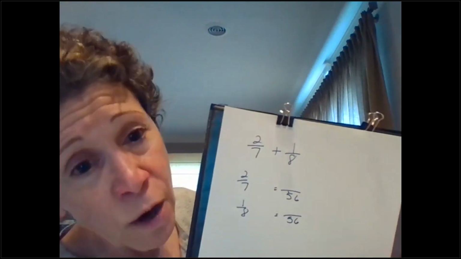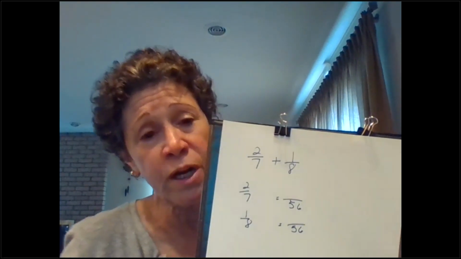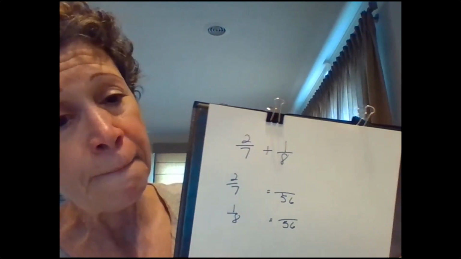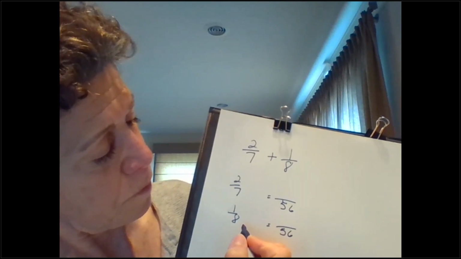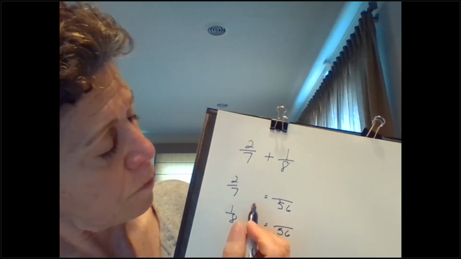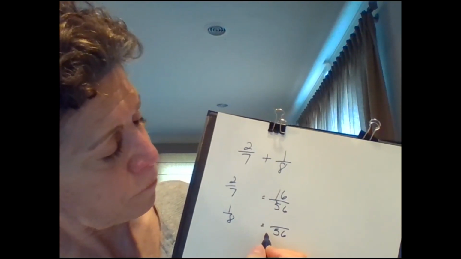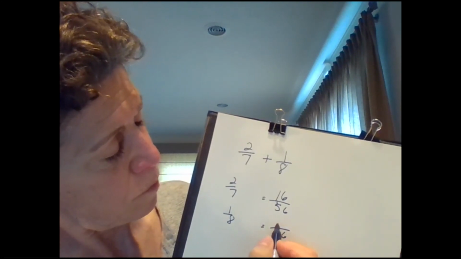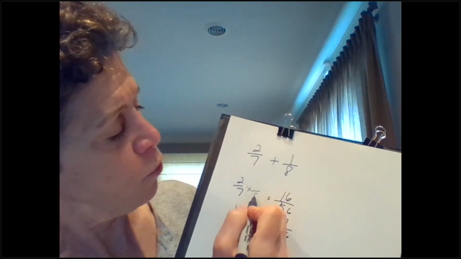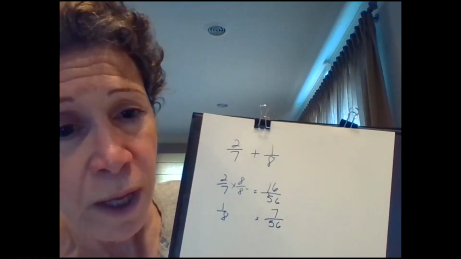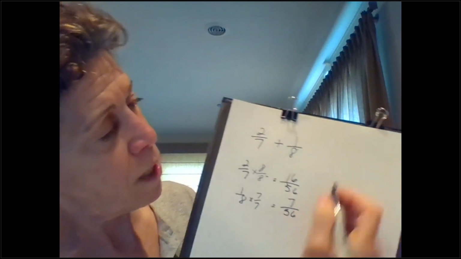Now I want you to figure out what our new fractions are. I'll give you a minute. The new fractions are 16 over 56 plus 7 over 56. Good, and you did exactly right. You, in essence, did this, and you did this, right?